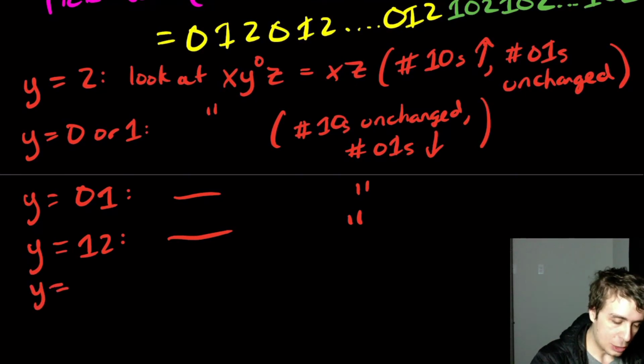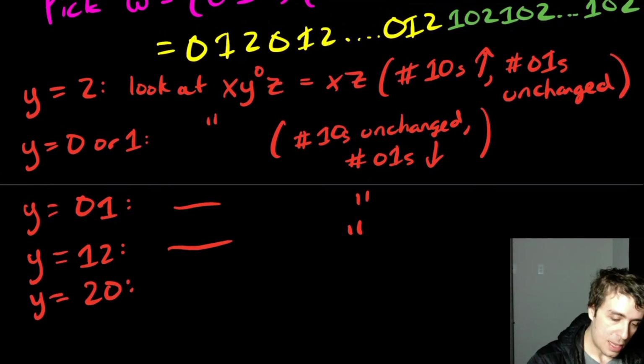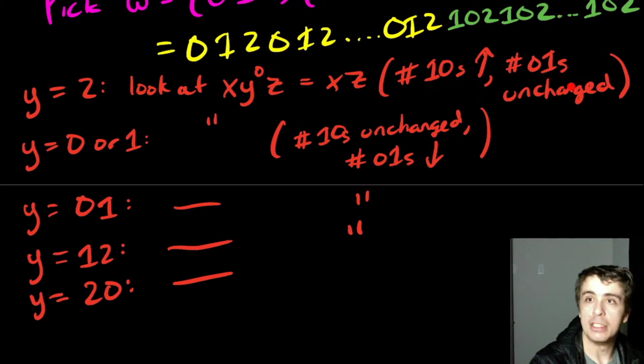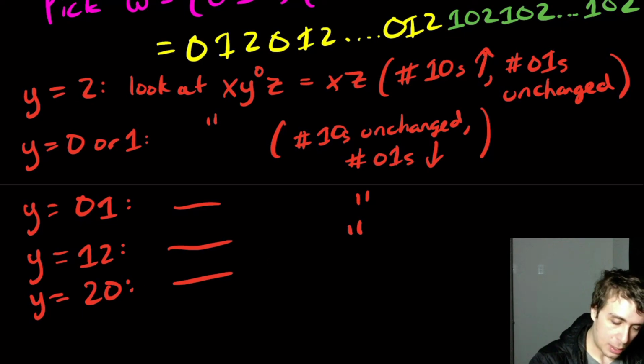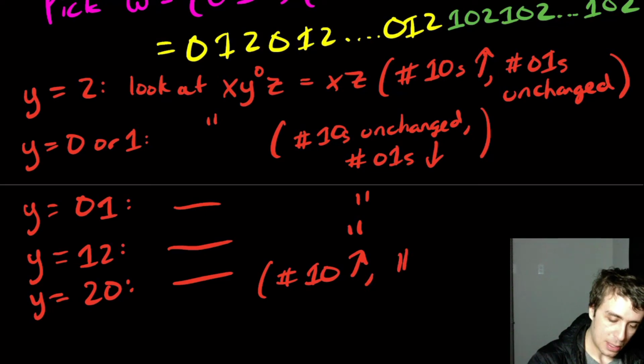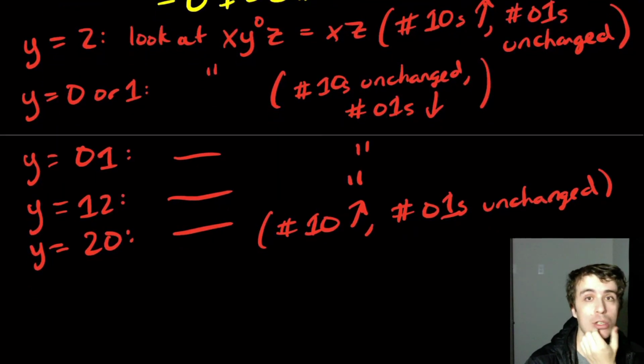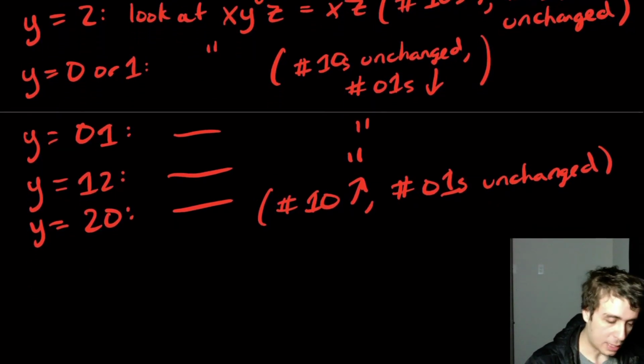If y is 2 0, then we do exactly the same as before, deleting the 2 0 here. But what's going to happen is that we're again going to create a 1 0 pair. So the number of 1 0s went up, but the 0 1s were unchanged. It's a lot of different cases, but we're going to handle all of the rest of them pretty quickly.